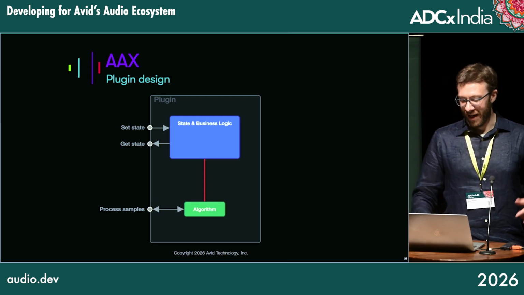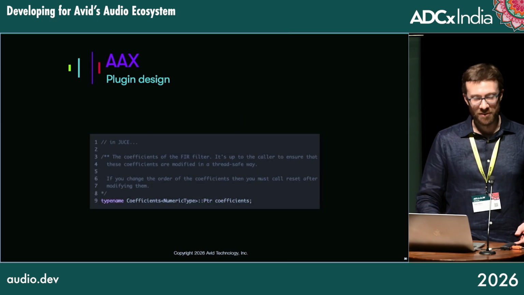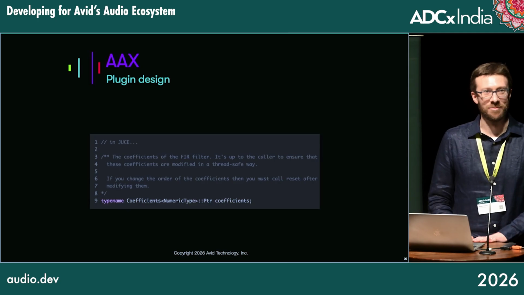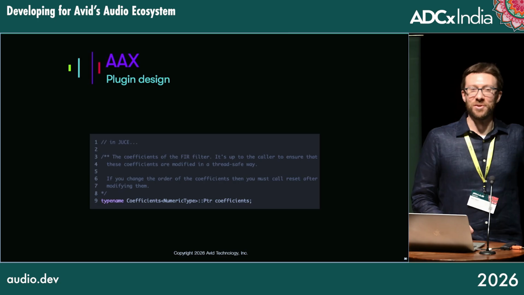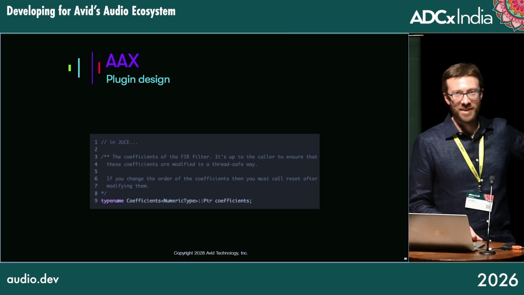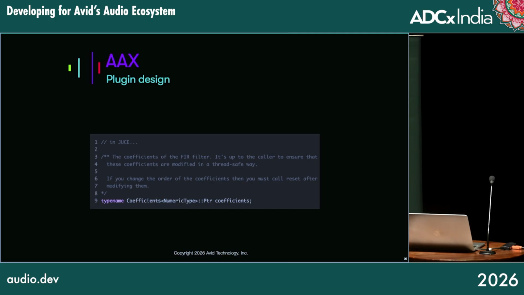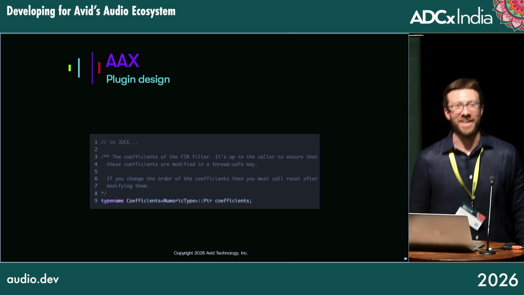I was trying to find an example from Clap, and if anyone's an expert in Clap, please come talk to me later, because I would like to understand. JUCE is a much better example of this. Here's a filter class from JUCE. And it's up to the caller to ensure these coefficients are modified in a thread-safe way on every single object, right?